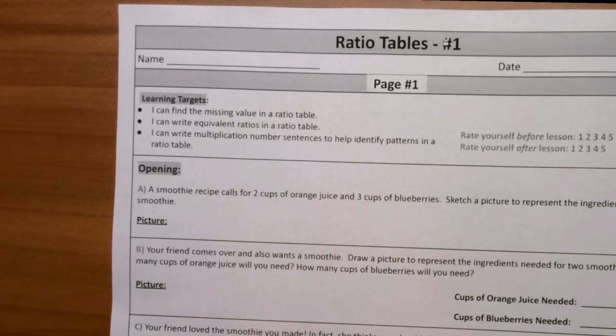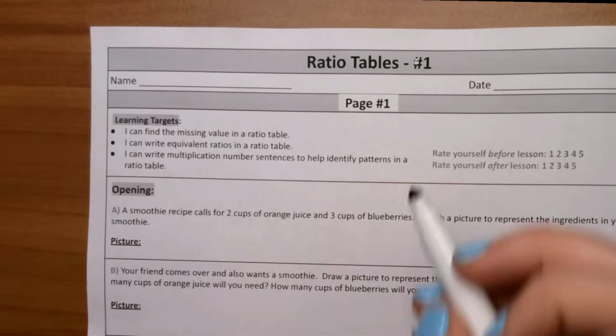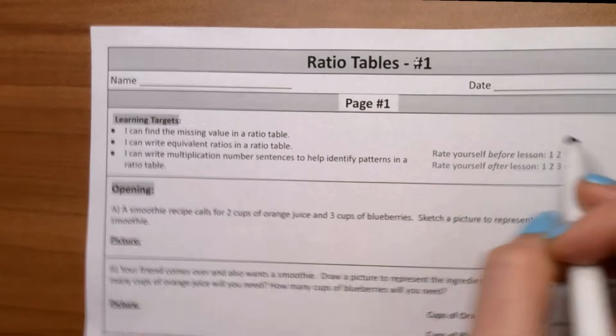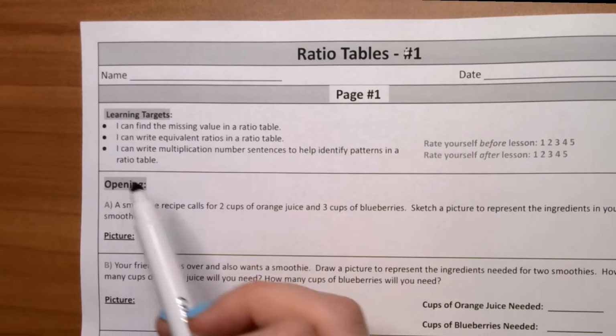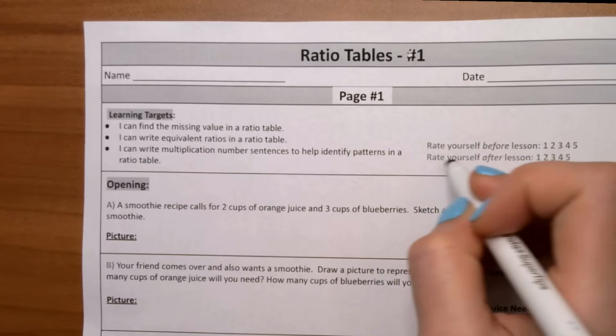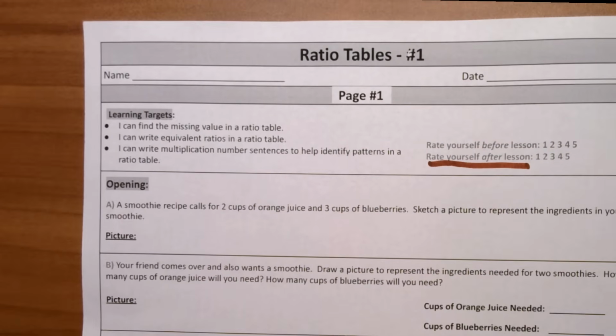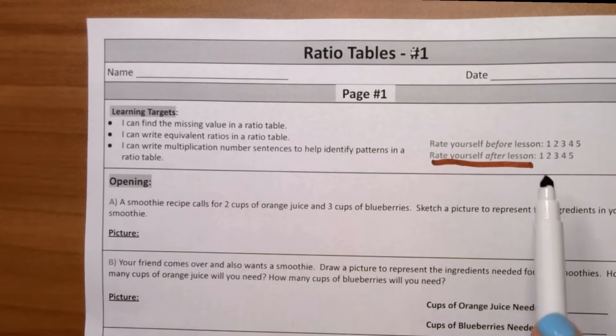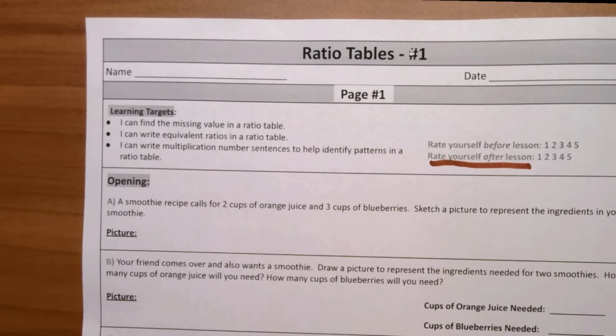So here's page 1. At the start of the lesson, we rated ourselves 1 through 5, how we felt before we practiced. Now I want you to rate yourself after the lesson. Now that you've gotten some more practice in, how are you feeling? 1 is the lowest, 5 is the highest.